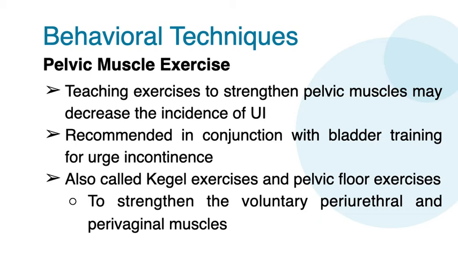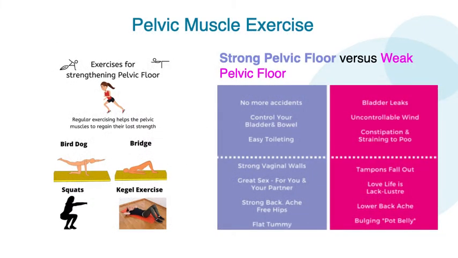So pelvic muscle exercise, teaching exercises to strengthen the pelvic muscles, may decrease the incidence of urinary incontinence. This is recommended in conjunction with bladder training for urge incontinence. It is also called Kegel exercises and pelvic floor exercises. This will help to strengthen the voluntary periurethral and perivaginal muscles of the patient. In pelvic muscle exercise, we have these exercises called bird dog, bridge, squats, and Kegel exercise. It is also important to teach the patient the advantages of having a strong pelvic floor versus a weak pelvic floor.